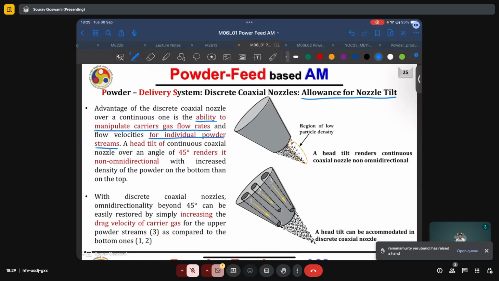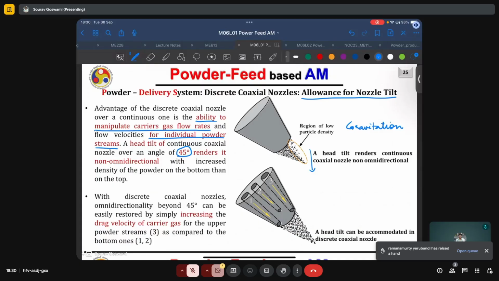A head tilt of a continuous coaxial nozzle over an angle of 45 degrees renders it non-omnidirectional with increased density of powder on the bottom rather than at the top, simply due to the action of gravitational forces, as shown here, where because of gravity acting downwards, we have a greater density of powders at the bottom and a lower density in this yellow highlighted region.